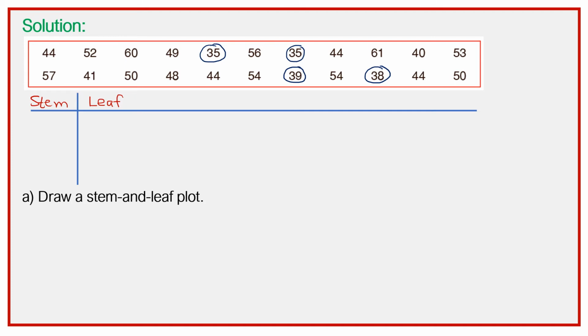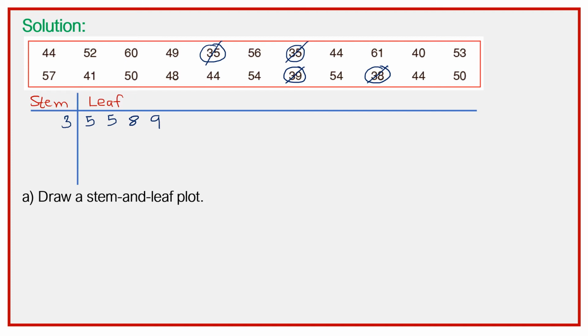Let us now first write 30s. So I write 3 and I write 5 here for 35. Another 35, I write another 5. Then 38, I write 8. 39, I write 9. Next, I will go to 40s. Okay? So, let me first look for 40s.